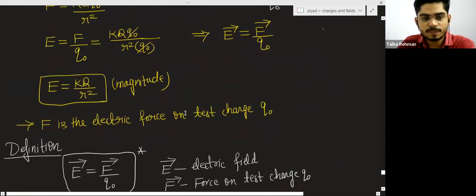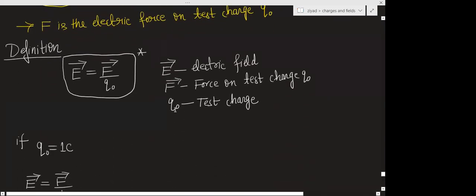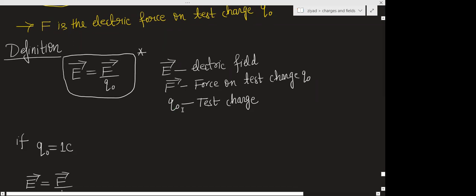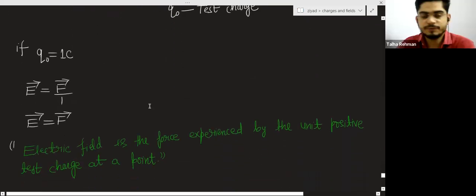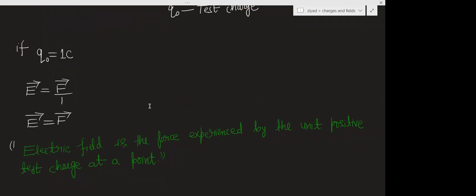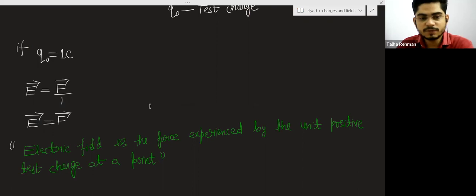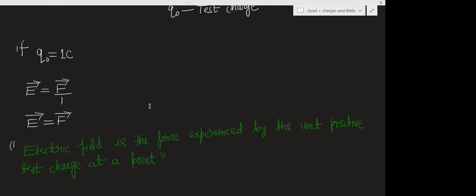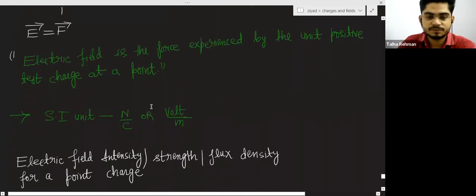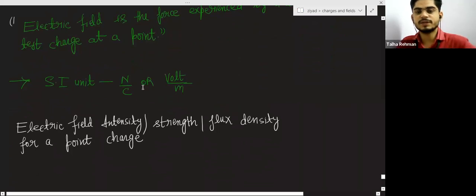I have told you electric field in terms of force. Electric field is equal to the force on the test charge divided by the test charge. And we have defined the electric field also. We have taken the test charge as 1 coulomb. When you take the test charge 1 coulomb, then the force experienced by the unit test charge is the electric field. So the SI unit of electric field is Newton per coulomb or volt per meter.